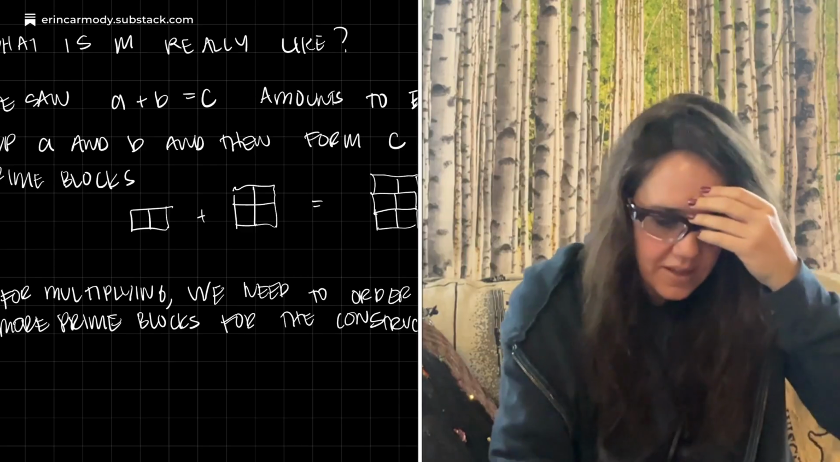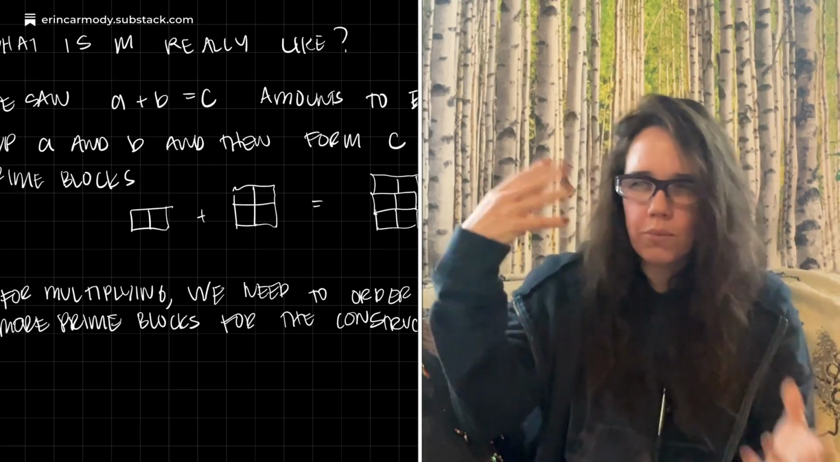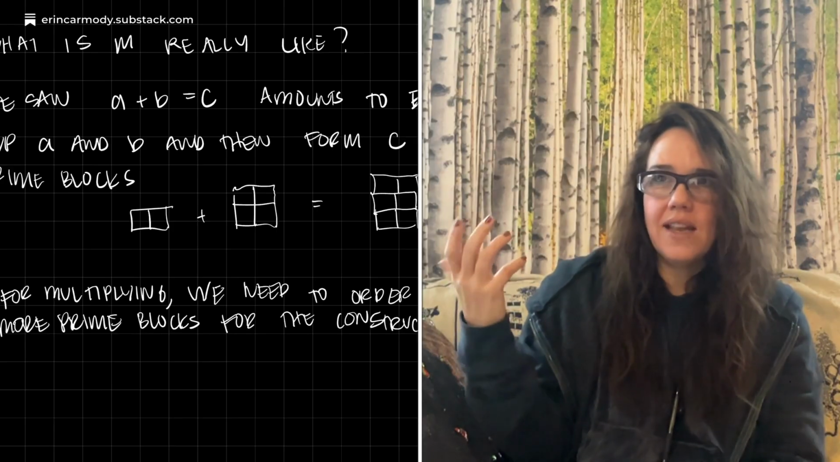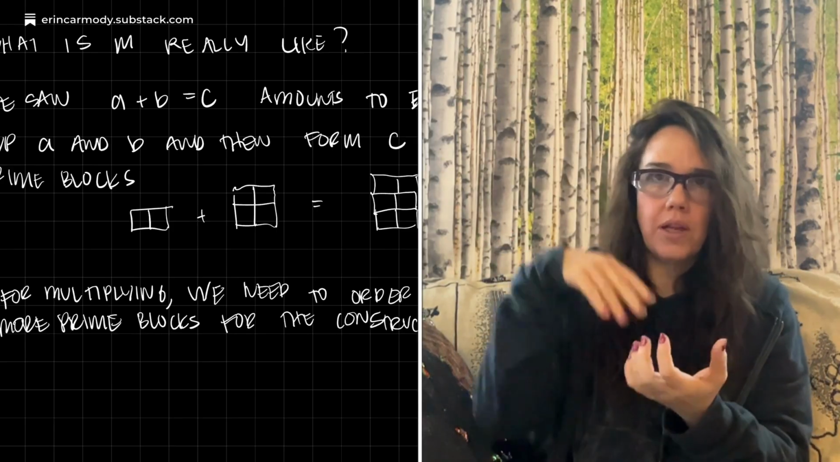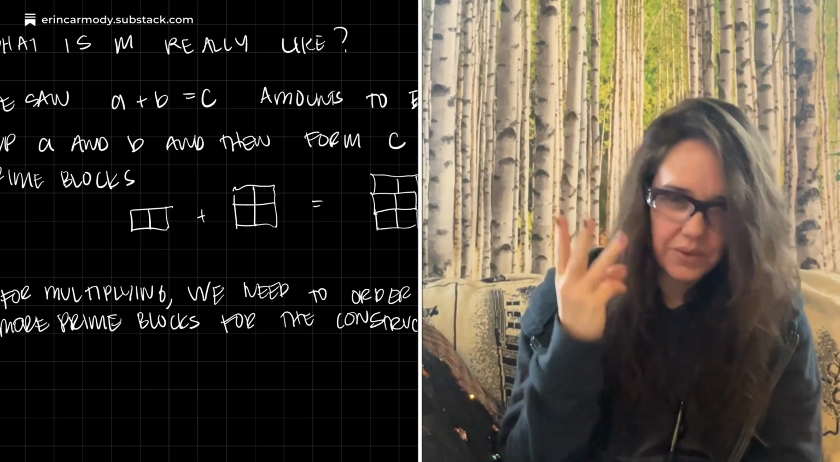Okay. For multiplying, we need to order more blocks for the construction. For the adding, you have all the blocks you need. For multiplying, you need to order more blocks. Okay, so let's go to slide 3.